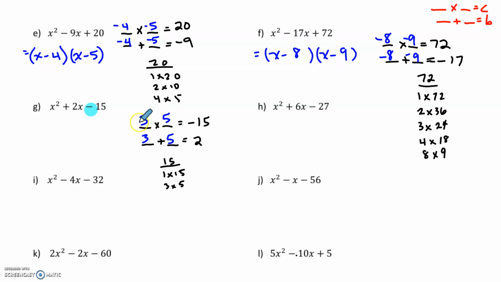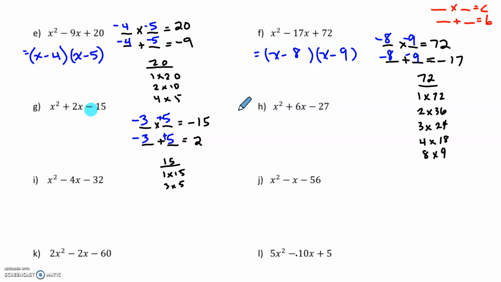So either the 3 is positive or the 5 is positive, and the opposite is that the other number is negative. So I can see I need to get a positive 2. So since my b value is positive, that means my higher number has to be positive. And if you check that, negative 3 plus a positive 5 gives me a positive 2. And so we do the same here. And a negative 3 times a positive 5 gives me a negative 15.